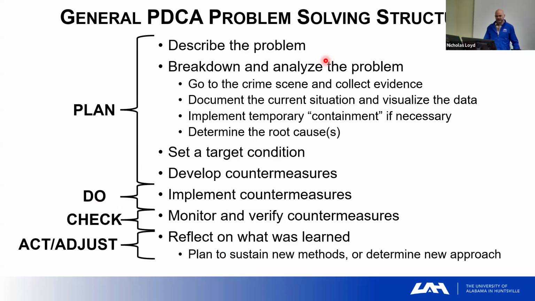So in general problem solving structure, and I'll go through each of these bullet points, it follows the plan, do, check, act process. Regardless of the scale, it involves some sort of problem description, some ability to break down and analyze the problem, and set some sort of target. Then, based on the analysis of issues that we found, we develop countermeasures. Then we go and do. Then we check and see if we get better, and then adjust by reflecting on what we learned and either standardize the new process or return back to plan if we didn't improve.